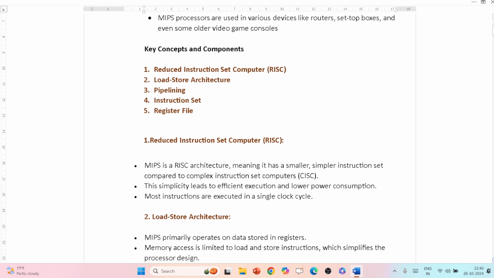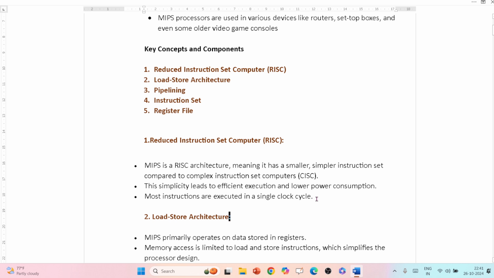So RISC. MIPS is a RISC architecture, meaning it has a smaller, simpler instruction set compared to complex instruction set computers, that is CISC. The simplicity leads to efficient execution and lower power consumption. Most instructions are executed in a single clock cycle.